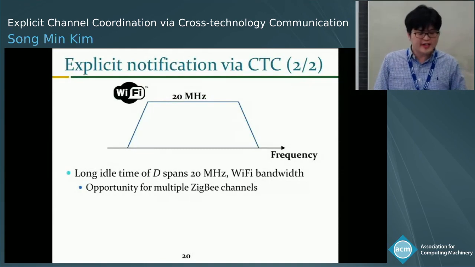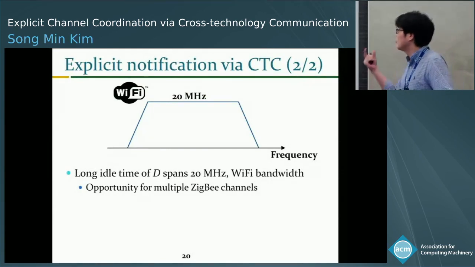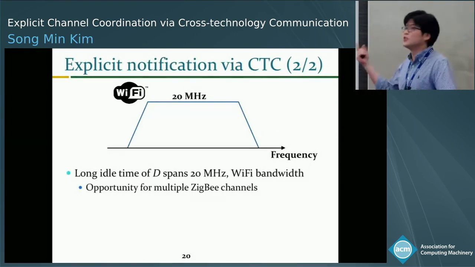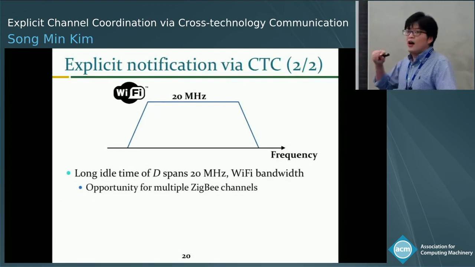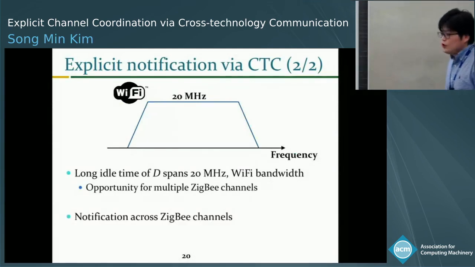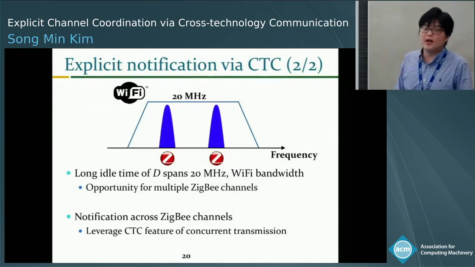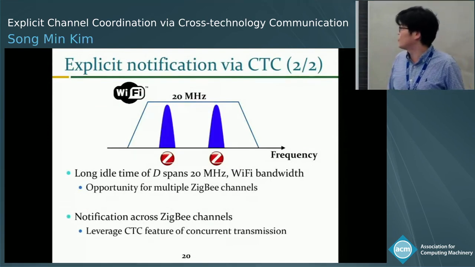Another thing to note here is that the long idle time D spans 20 megahertz, corresponding to the Wi-Fi bandwidth, which overlaps with multiple ZigBees. In other words, ECC provides an opportunity for multiple ZigBee channels concurrently. To utilize this, we send notifications across multiple ZigBee channels by leveraging the CTC feature of concurrent transmission.